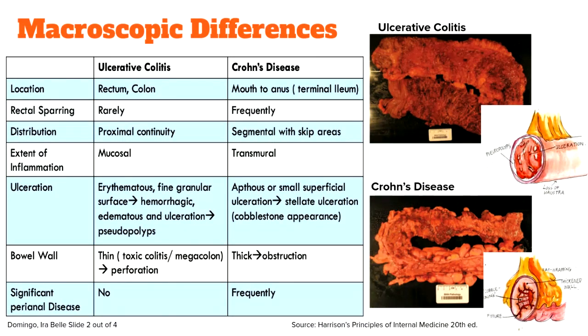In ulcerative colitis, proximal spread occurs in continuity without areas of uninvolved mucosa. When the whole colon is involved, the inflammation extends 2 to 3 centimeters into the terminal ileum in 10 to 20% of patients. Crohn's disease is segmental with skip areas in the midst of diseased intestine. And as mentioned earlier, ulcerative colitis is a mucosal disease, while Crohn's disease is transmural, affecting the whole layer of the affected part of the colon.